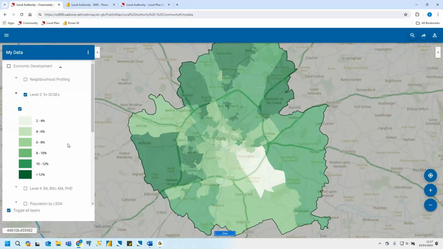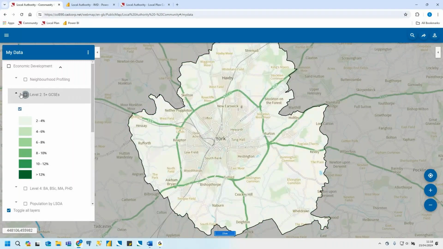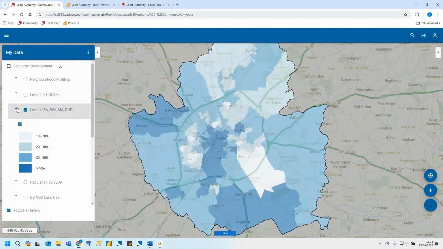And this visualization shows the percentage of people who have achieved 5 or more GCSEs as their highest level of qualification. So the darker the green, the higher the percentage. And you might expect some lower numbers in certain areas because, if we compare that with a different level of educational achievement, this particular visualization shows the percentage who have achieved a bachelor's degree or higher. And there are quite a few areas shown in the darker shades of blue where 30 to 40% have this level of attainment.